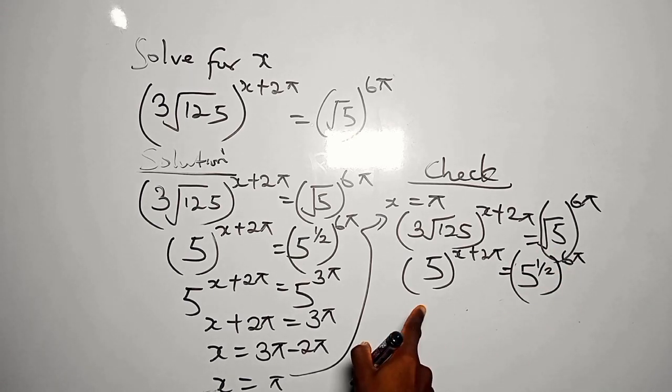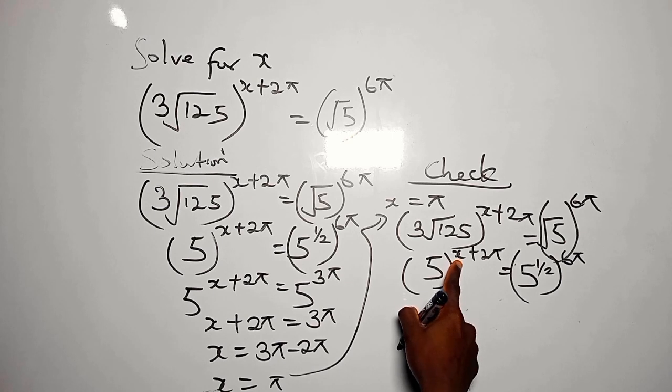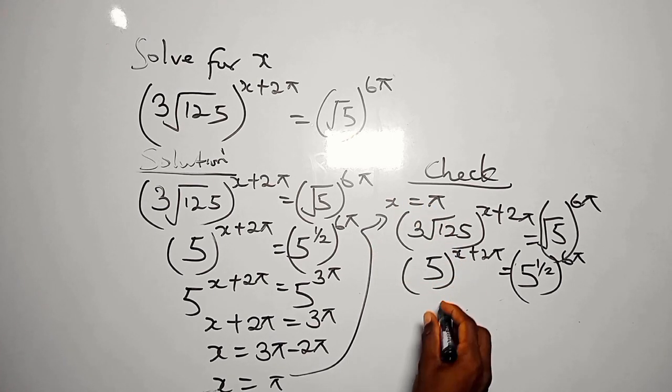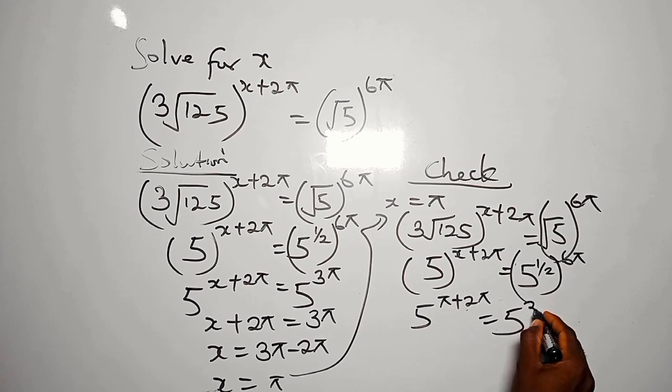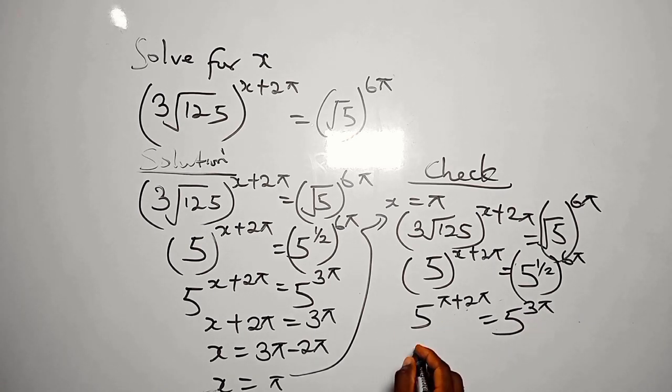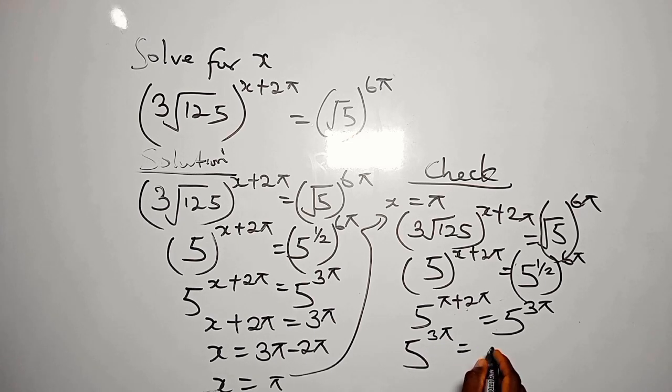which is the external power. By the time we bring back x to be π, we have 5 raised to power π plus 2π equals, when we simplify this, 5 raised to power 3π. So π plus 2π is 3π, equals 5 raised to power 3π. When we look at this, the left hand side of the equation equals the right hand side. So that means the value of x is π.